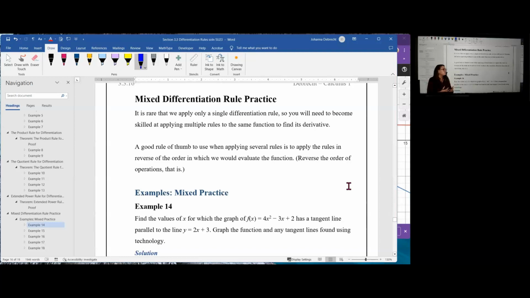That is, we're going to be having different rules to apply in the same problem. When we have multiple rules to apply, a good rule of thumb is to apply the rules in the reverse order of how you would apply the order of operations. So if the last thing you do is raise to a power, that should be the first thing you undo with the derivative. Let's take a look at example number 14.